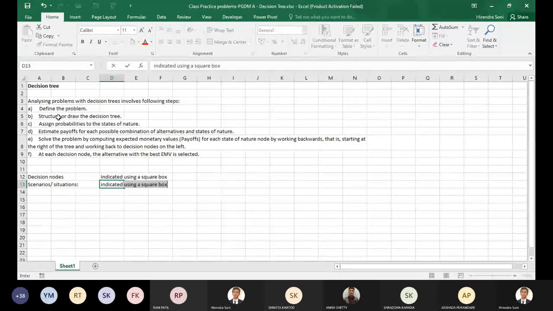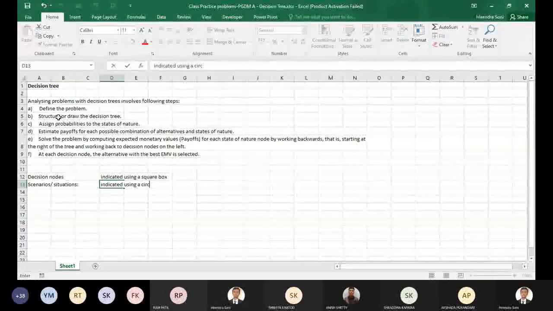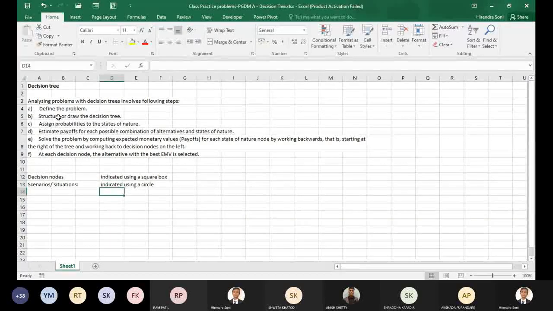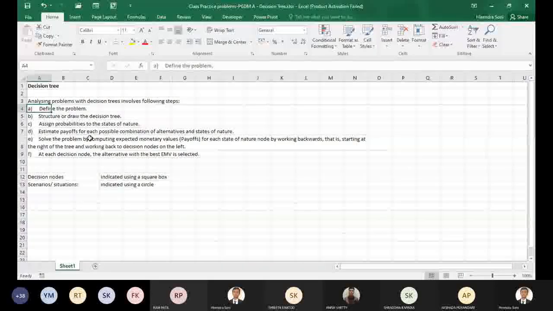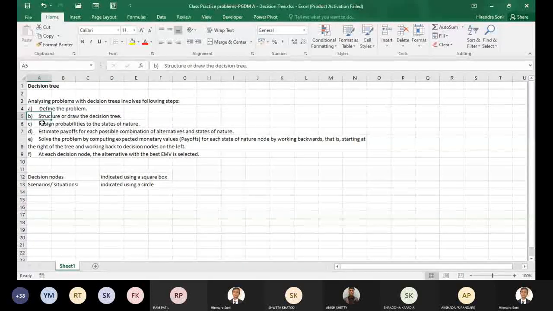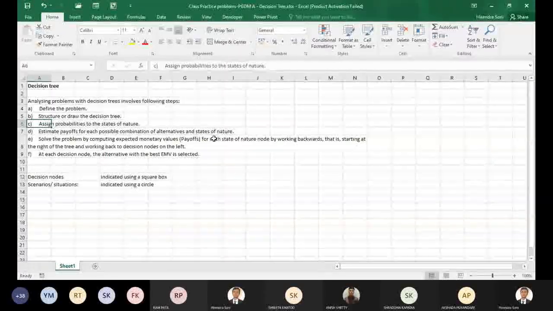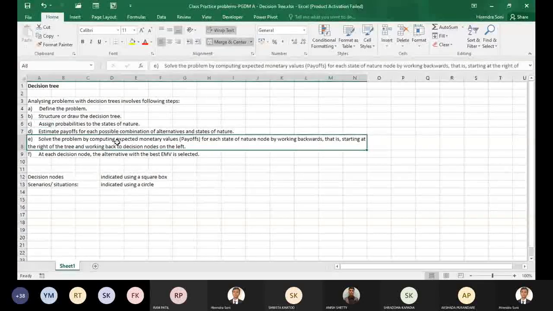Fine. Here the steps are: first, define the problem, structure or draw the decision tree, then assign probabilities to the states of nature, estimate your payoffs for each possible combination of alternatives and states of nature, then solve the problem by computing expected monetary value payoffs for each state of nature. You will have to calculate at each node, and at the decision point you will take the one which has maximum expected value. So at each decision node the alternative with the best EMV is selected.